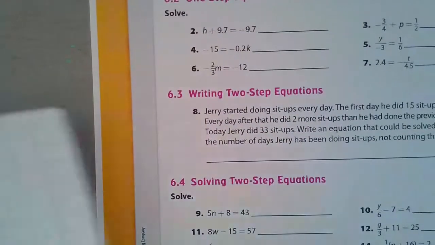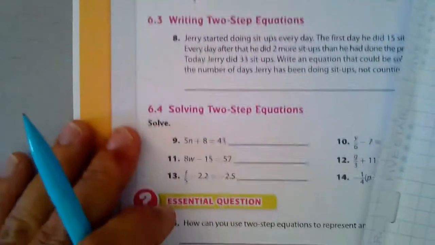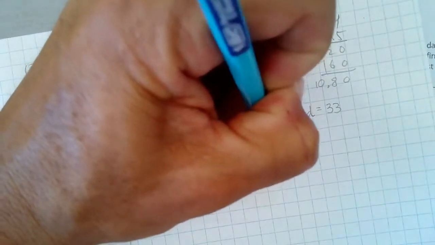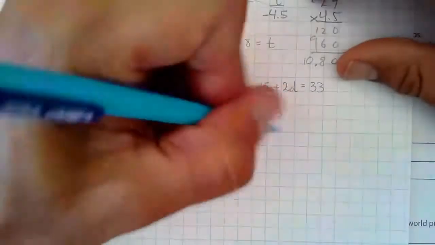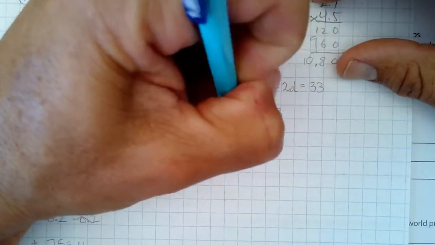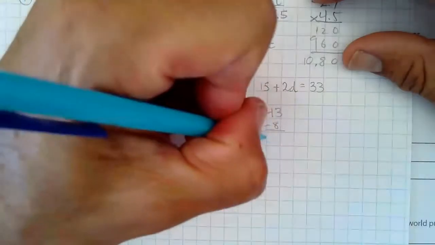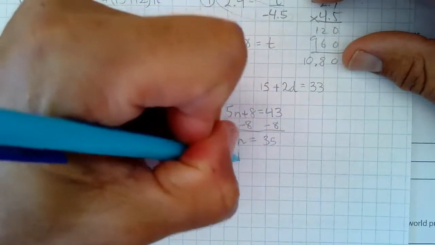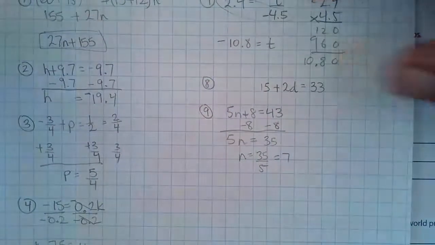Okay, number 9. 2-step equations. We have 5n plus 8 equals 43. First I'm going to subtract 8. 5n equals 35, I believe. And then n equals 35 divided by 5, which is 7.